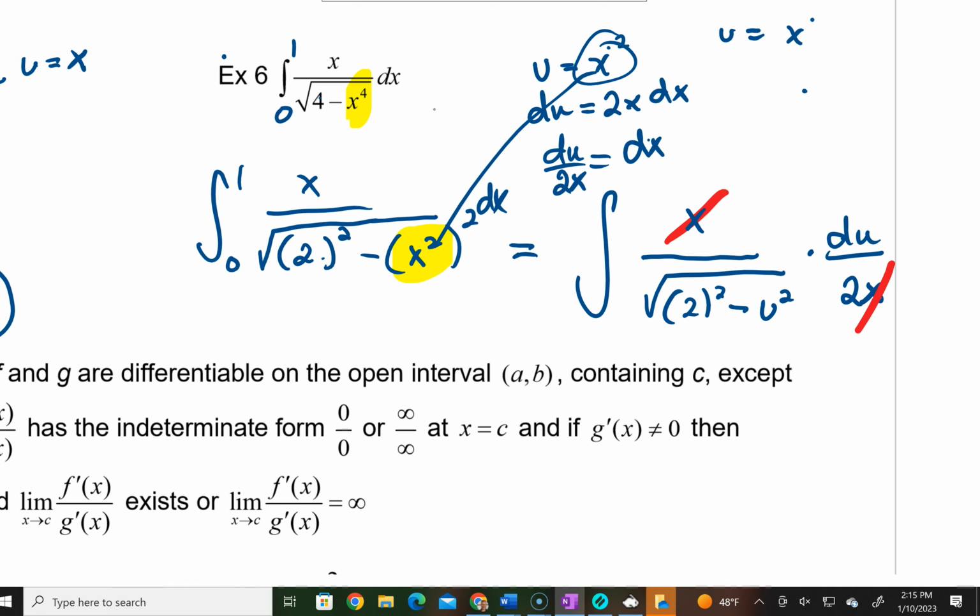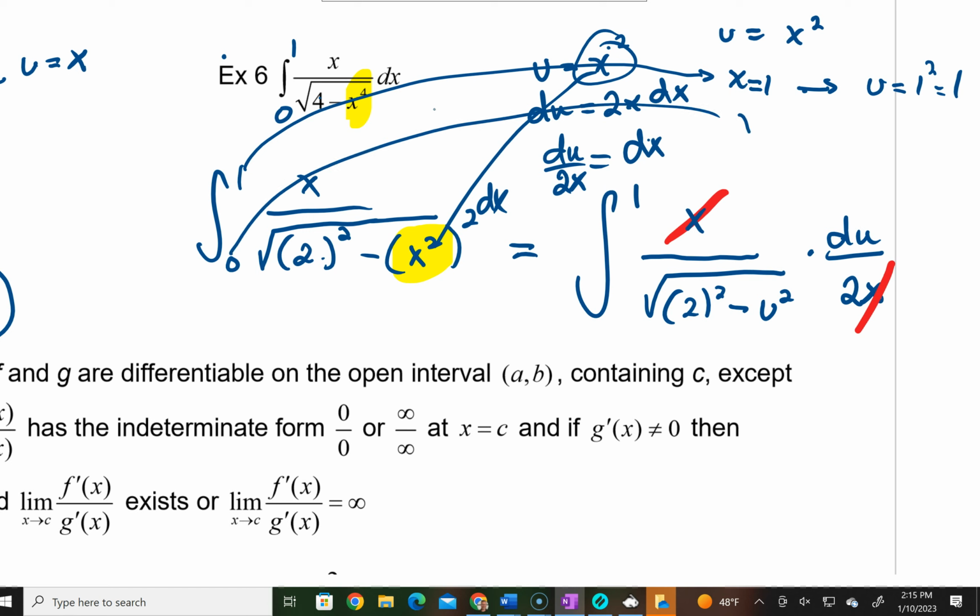Now, ironically, this is going to seem crazy, and it's very rare. Even if you forgot to change your bounds, you would have been very lucky, because when you change the bounds, they're actually the same numbers. That does not happen hardly at all. Look at this. If x is equal to 1, that means u is equal to 1 squared, which is 1. Wow, my upper bound changes to a 1. You'd say it didn't change. Yeah, you're right. Look at your lower bound. x is equal to 0, and u would be 0 squared. Wow.